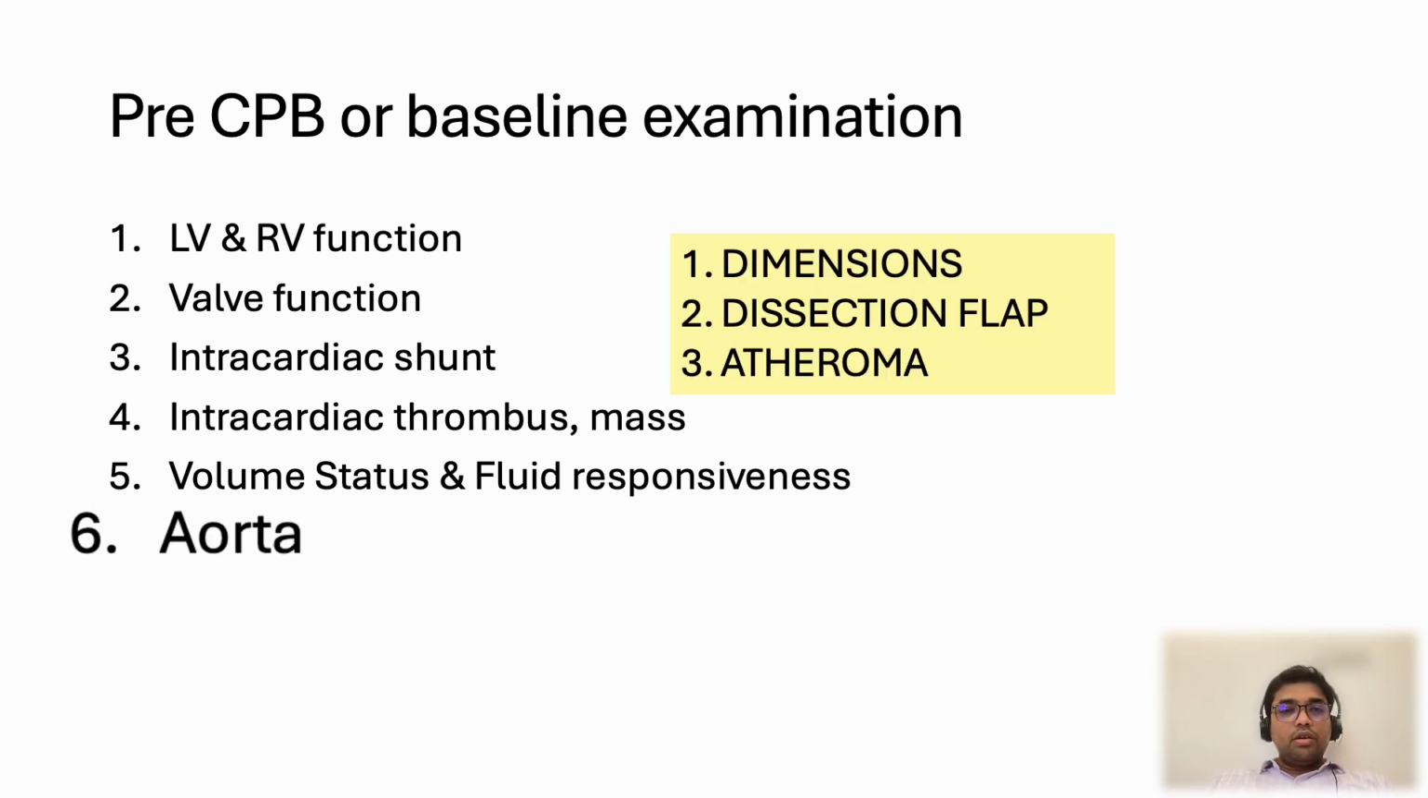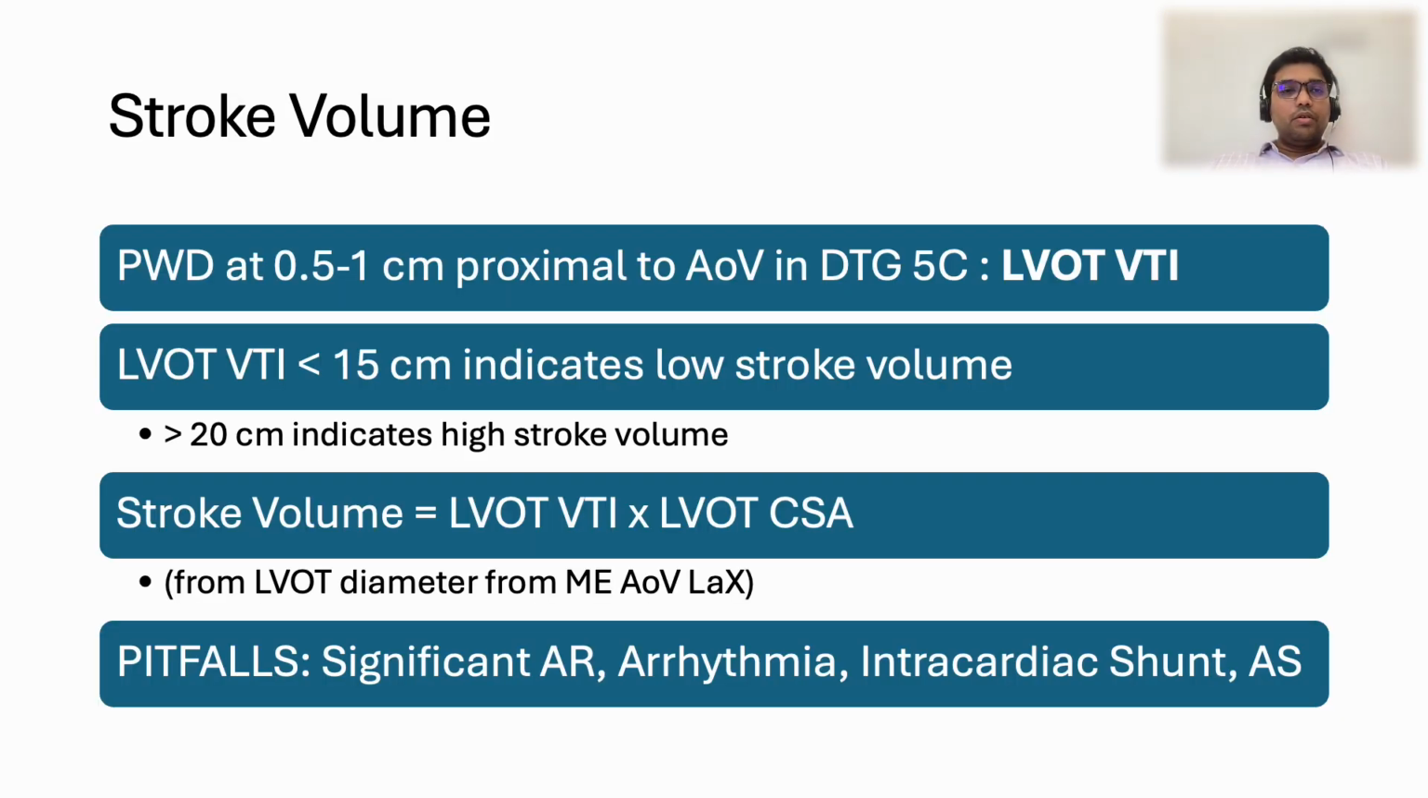We'll have to examine its dimension, whether it's dilated, whether it's narrowed somewhere, if there is any dissection flap, and one of the most important, whether there is any atheroma or mobile atheroma, which is more likely to embolize to any organ, most commonly the brain. So we will see one by one.